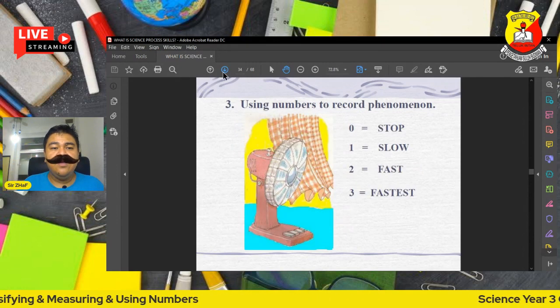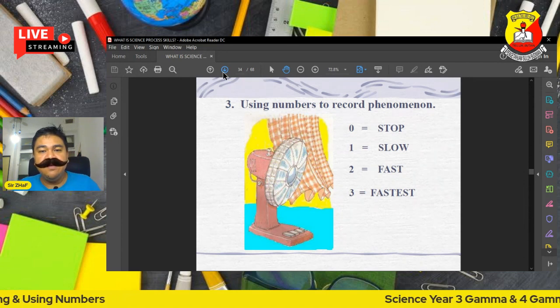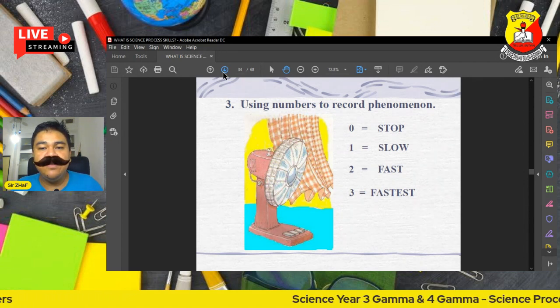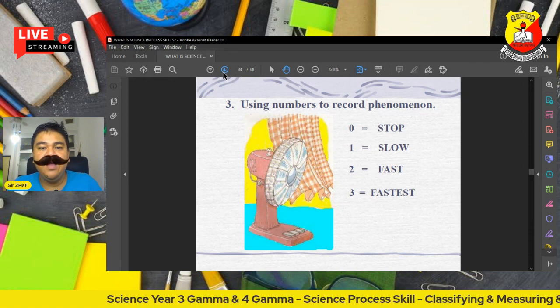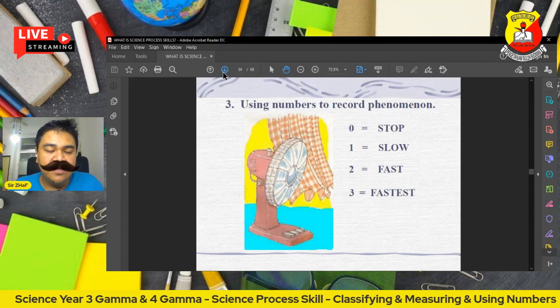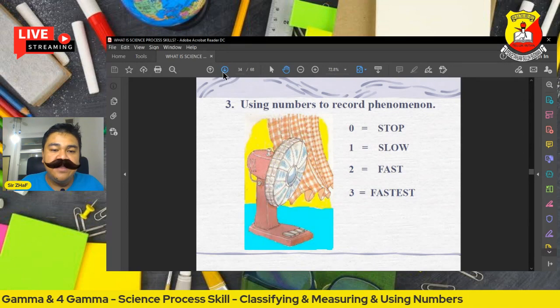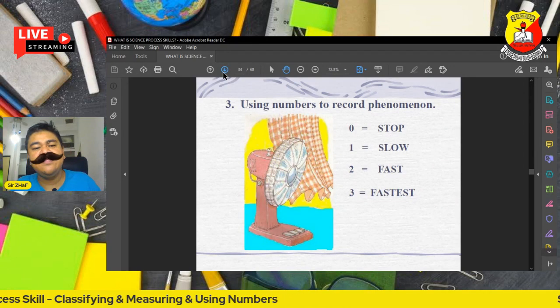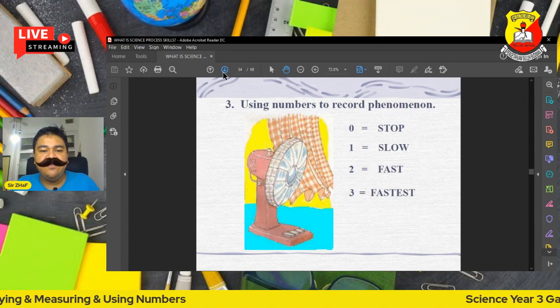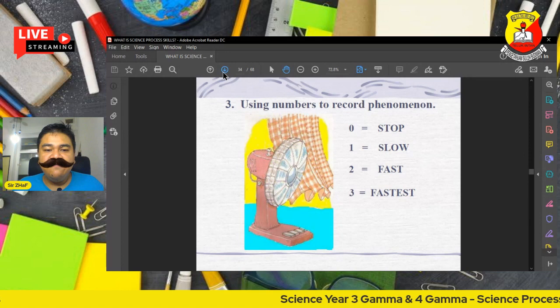Okay, so you are measuring and using a number to record a phenomenon, untuk menunjukkan satu fenomena. The example is a fan. This is a stand fan. Kipas. Actually, not a stand fan, a table fan. A stand fan is the one that is standing. This one is a table fan.